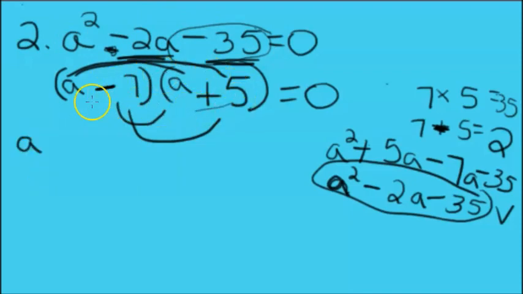We're trying to find what a is. So we have a minus 7 is equal to 0, and a plus 5 is equal to 0.